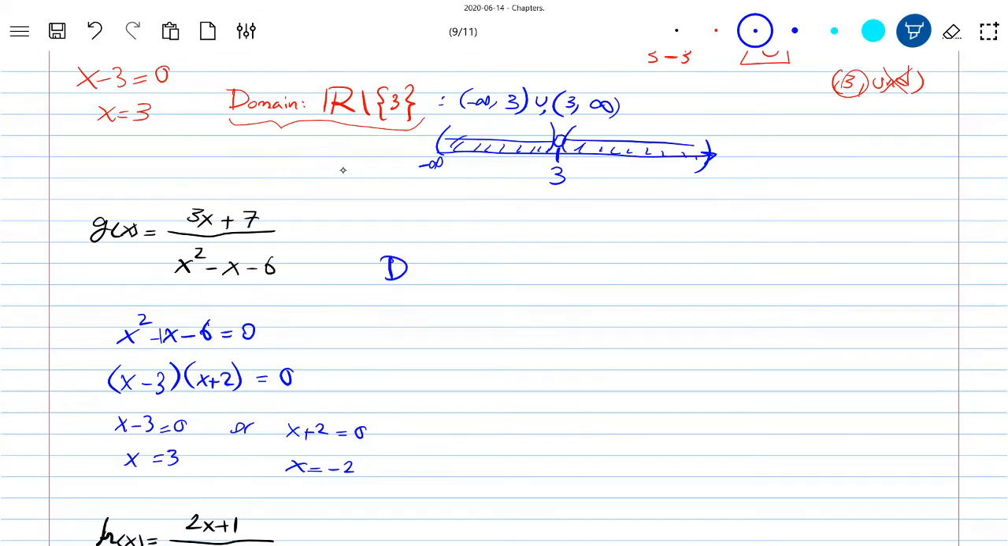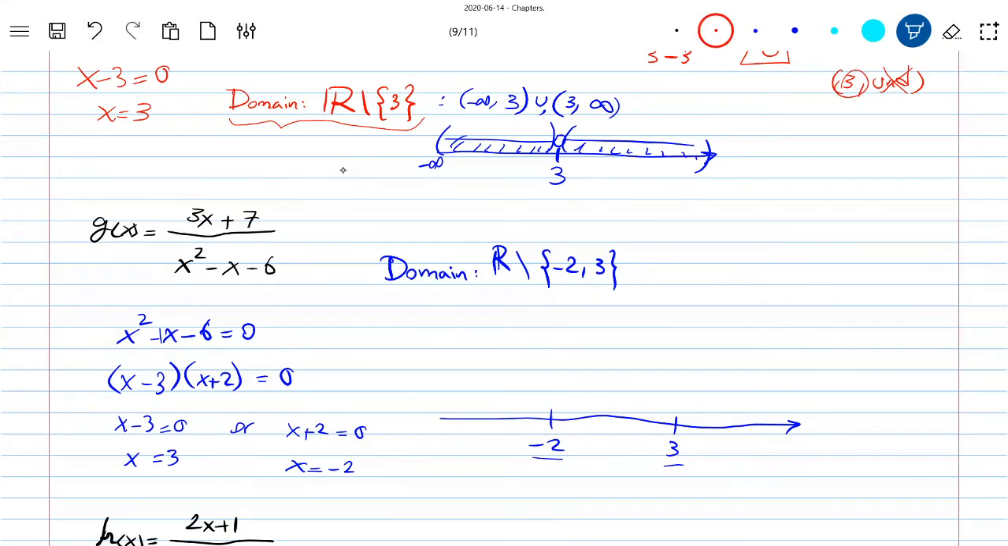So what is the domain? In all these cases, I'm asking for the domain. All real numbers except negative 2 and 3. How do I show it in interval form? Draw the number line. Find those 2 points. Here's negative 2, here's 3, in order. In order means the smaller number comes before the next one. You cannot write 3 here and negative 2 on the right side. It doesn't make sense.